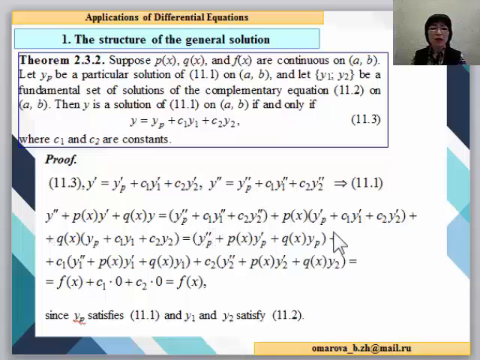Next, we combine like terms and use that y sub p is a particular solution of the equation 11.1, then the first parenthesis is equal to f of x. Next, we use that y sub 1 and y sub 2 are a fundamental set of solutions of 11.2. Then the second and the third parentheses are equal to 0. Next, we obtain the following equality. Therefore, the function 11.3 is a solution to the equation 11.1.